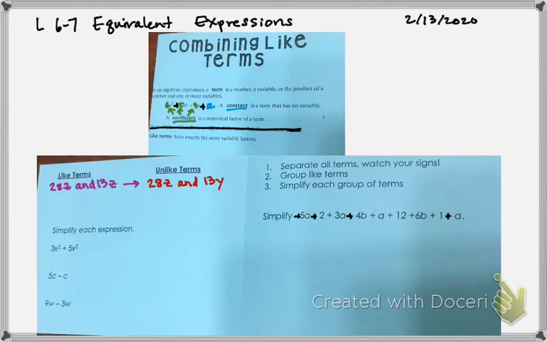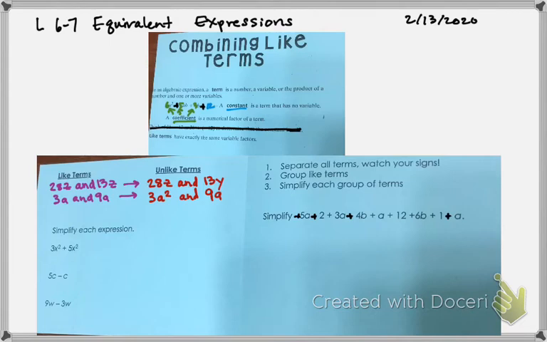All right, let's go back to another example. How about 3a and 9a? That's pretty simple. So how could those become unlike terms? Well, what if I had 3a squared and 9a? Yes, they both have an a, but one has an exponent of 2 and the other one has just an exponent of 1. They're not like terms.